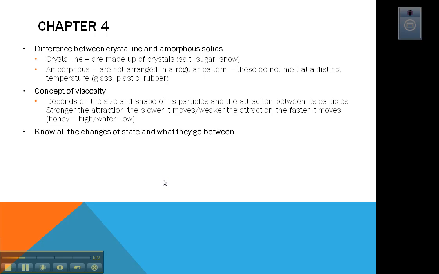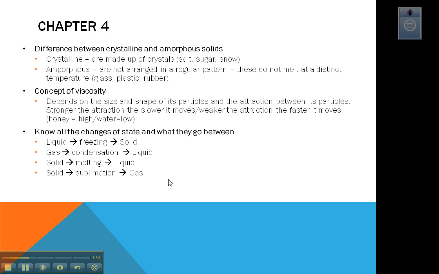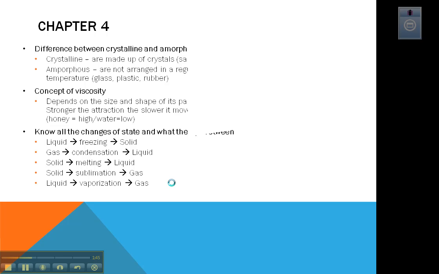Okay, know all the changes of state and what they go between. If we go from a liquid to a solid, that's going to be freezing. Gas to a liquid is going to be condensation. Solid to a liquid is going to be melting. Solid straight through liquid to a gas is going to be sublimation. And liquid to gas is going to be vaporization.